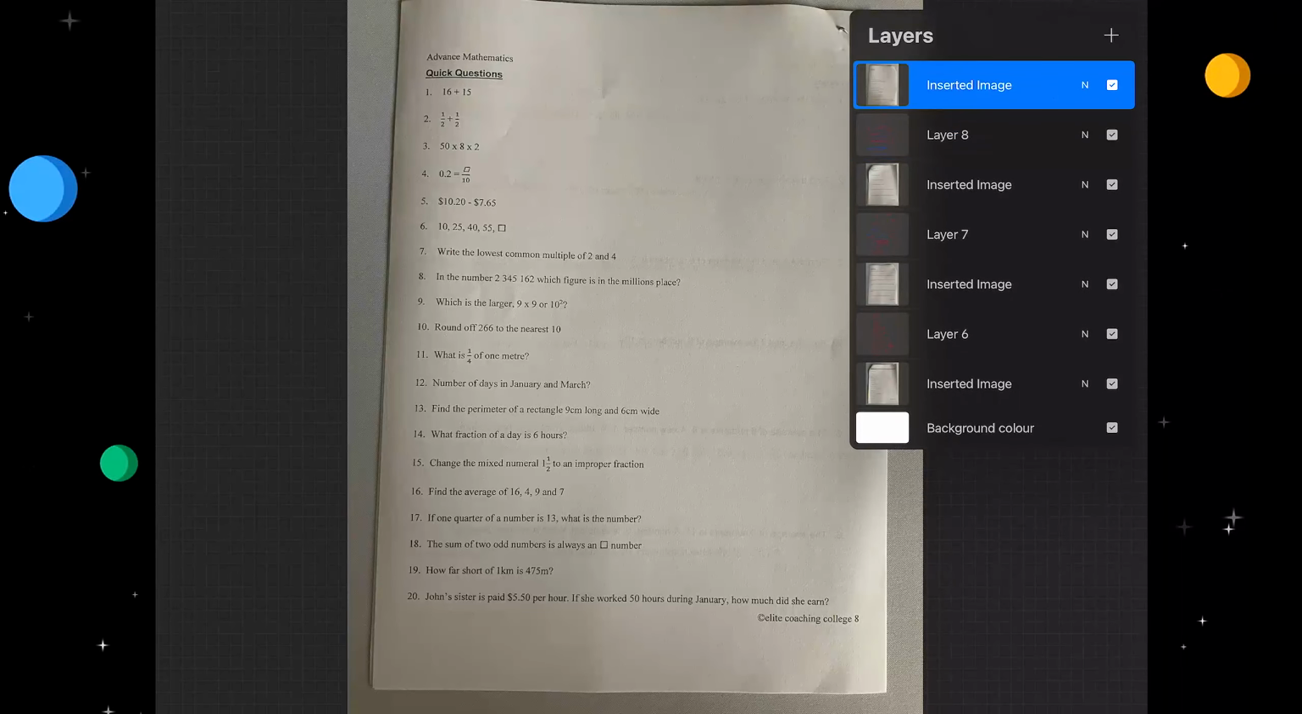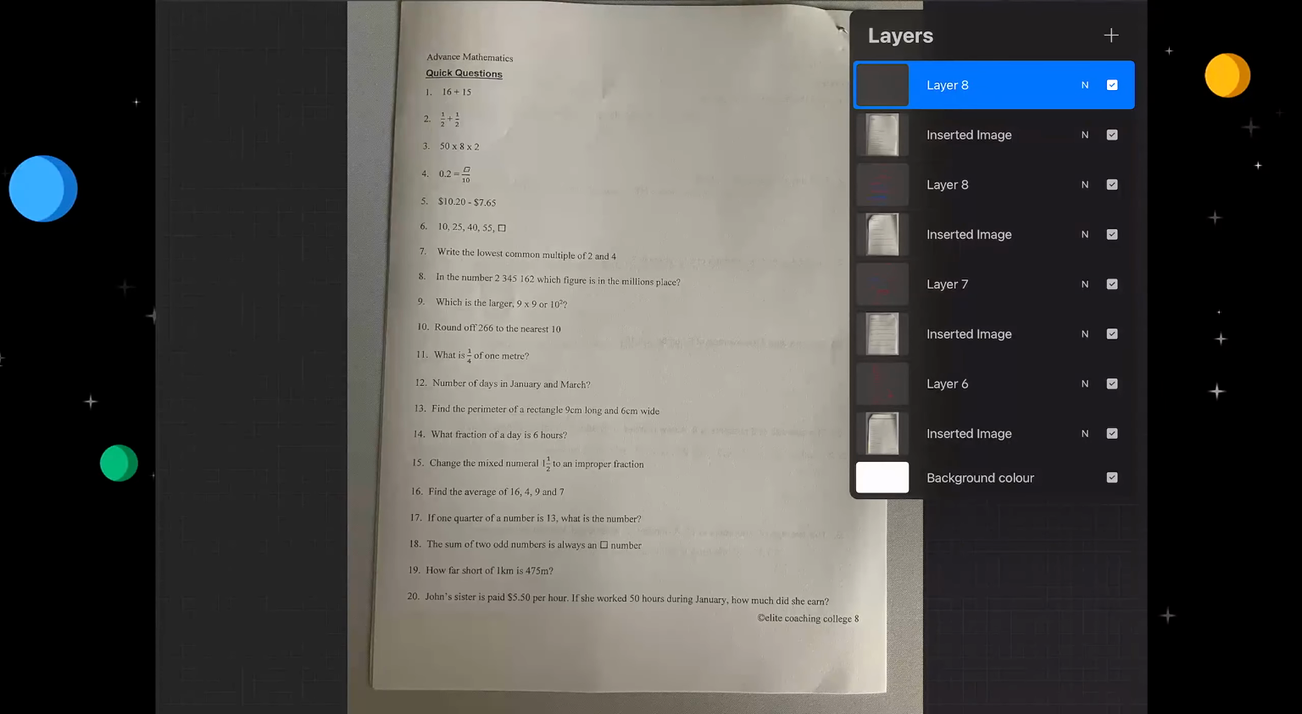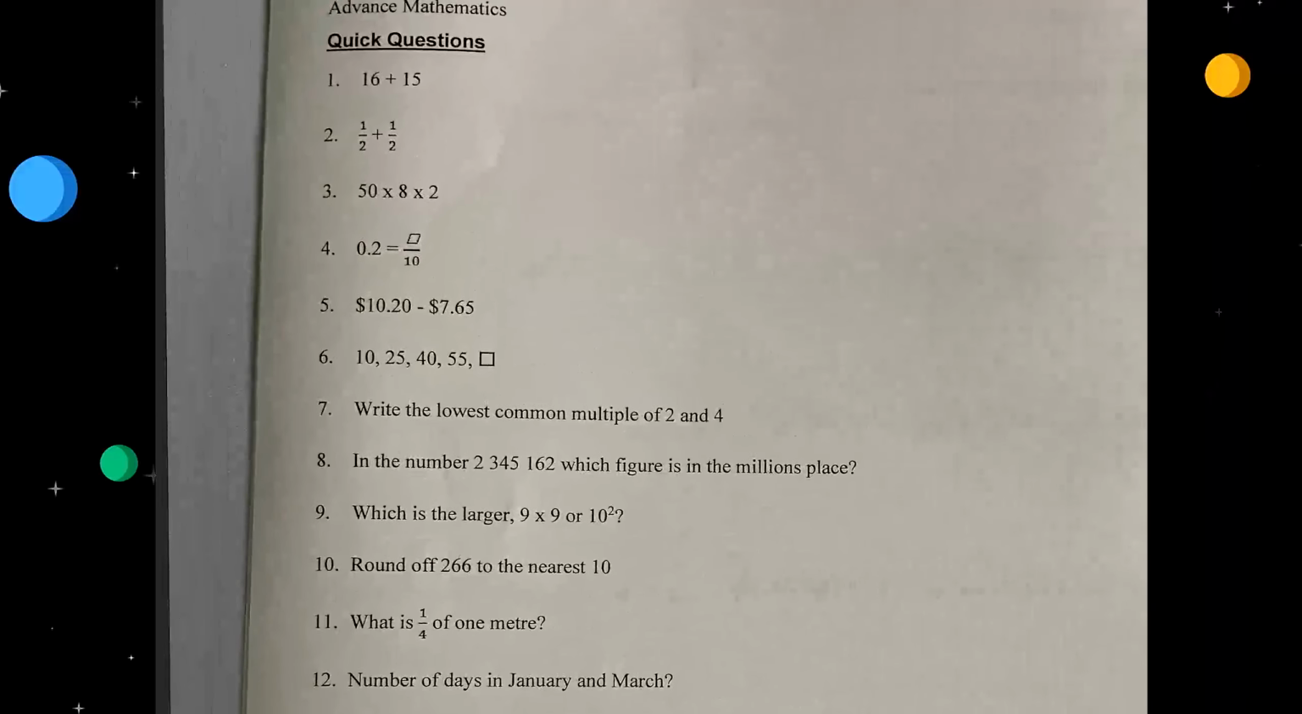Change the mixed numeral to an improper fraction. So 1 and 1/2. To change the mixed numeral, I take the whole number times the bottom one. So I do 1 times 2, and then after that, I have to add whatever's on top. So add 1. And I put all of that over 2. So work out the top number, and the bottom number is just over 2.